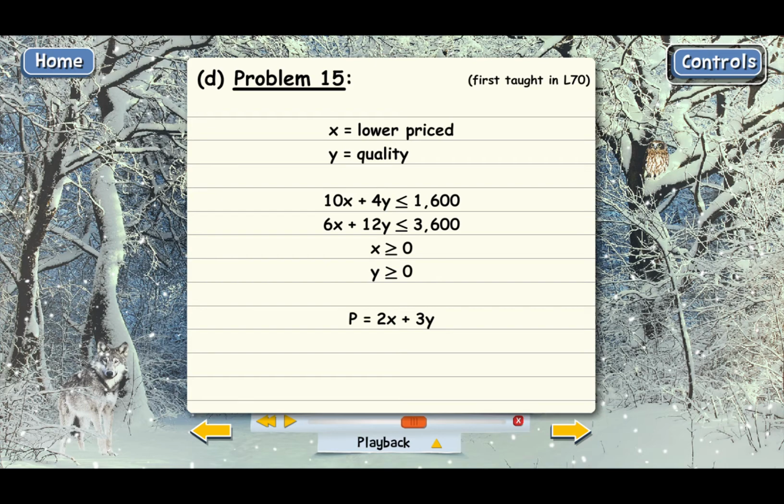But before we graph, we need to change these first 2 equations so that they're solved for y, and I've actually already done that for you, so let me show you those equations. The first is y equals negative 5/2 x plus 400, and the second is y equals negative 1/2 x plus 300. So now we're going to graph these 2 equations, and x equals 0 and y equals 0, all on the same plane, and then look at where the shading would be.